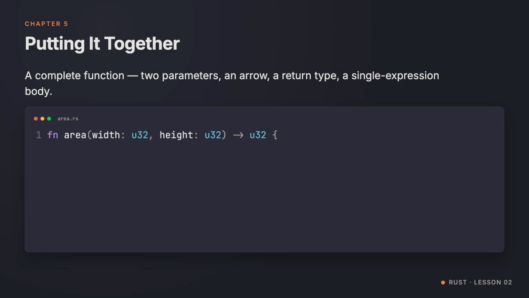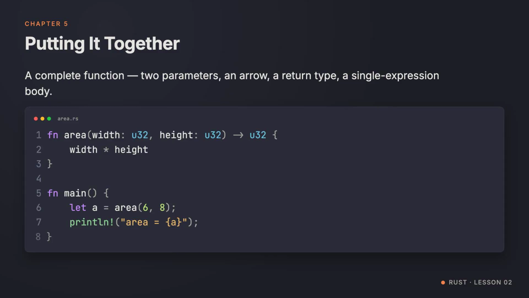Here we have a function called area that takes a width and a height, both unsigned 32-bit integers, and returns their product. Notice the signature: two typed parameters, an arrow and a return type. The body is a single expression, width times height, with no semicolon, because that's the value we want to return. In main, we call it with two numbers and print the result: clean, explicit, and fully checked by the compiler.